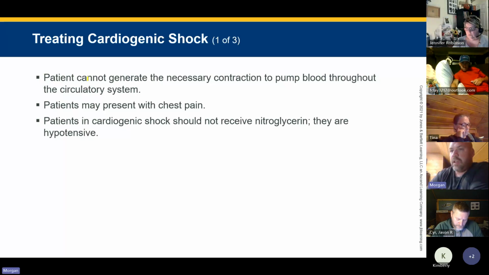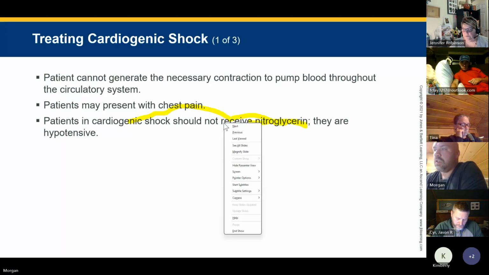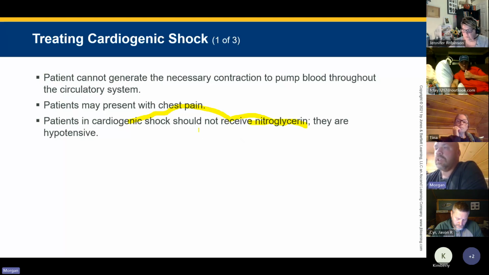Patients may present with chest pain. Patients should not get nitroglycerin with cardiogenic shock because you're just going to make things worse.